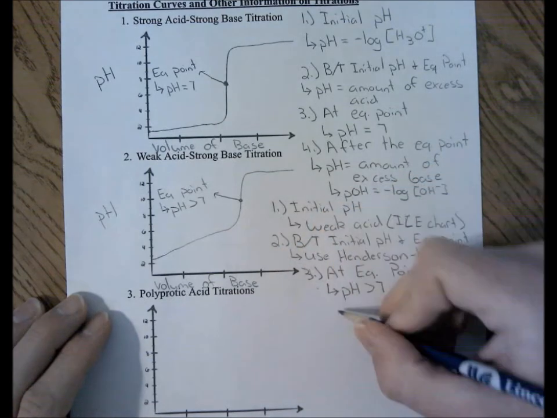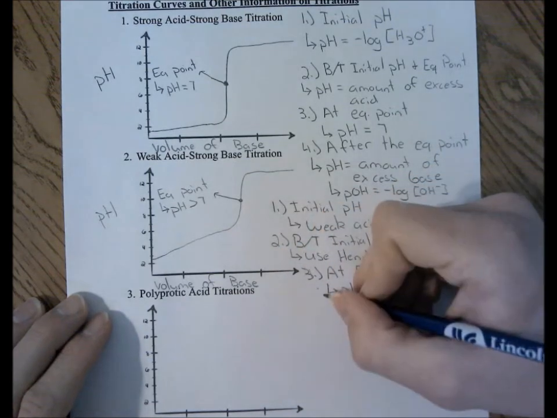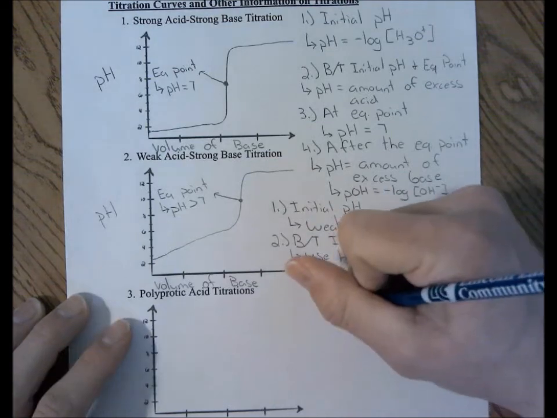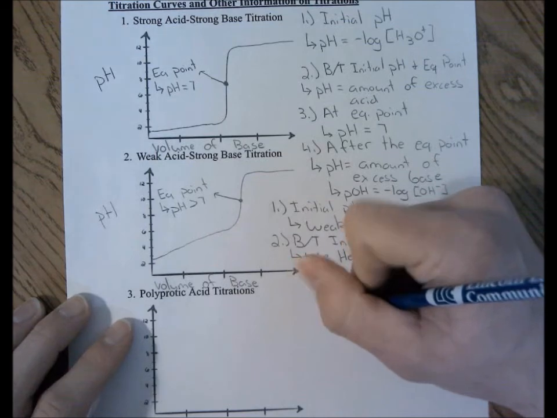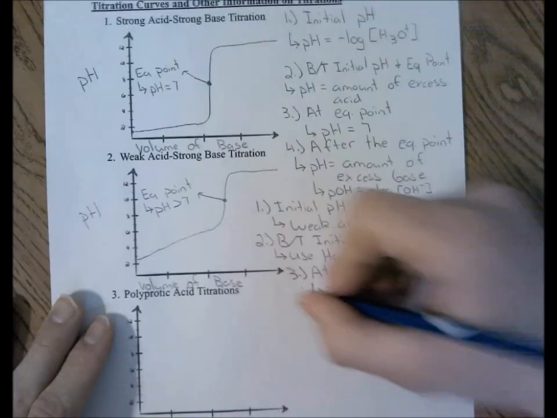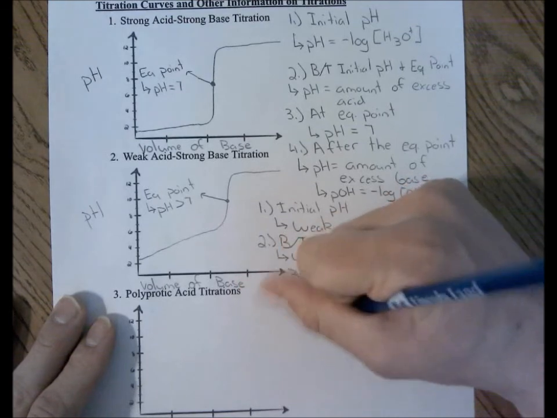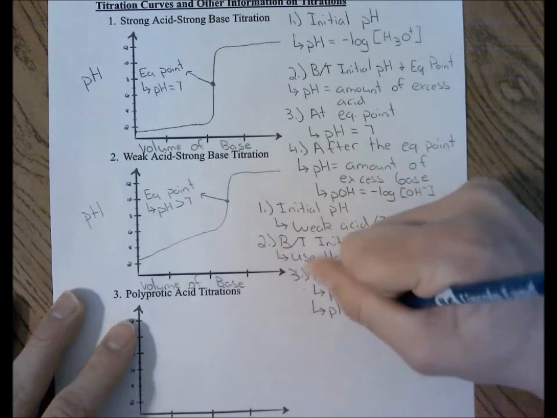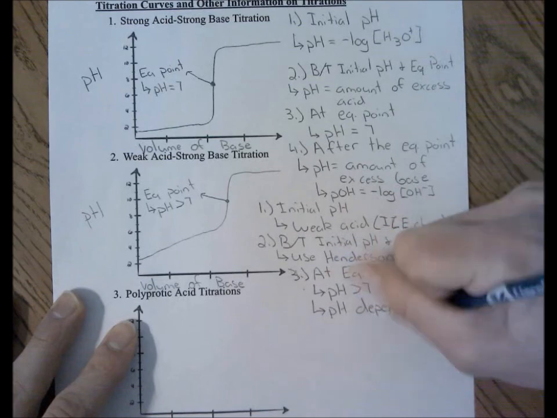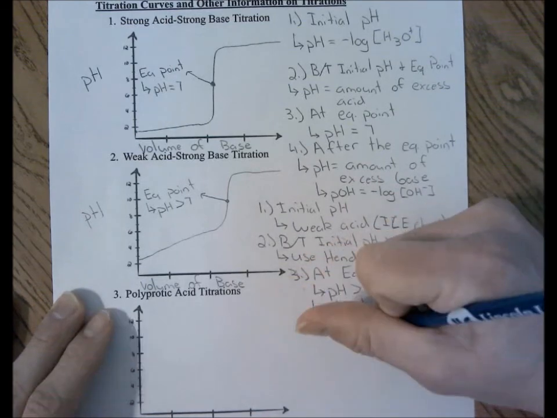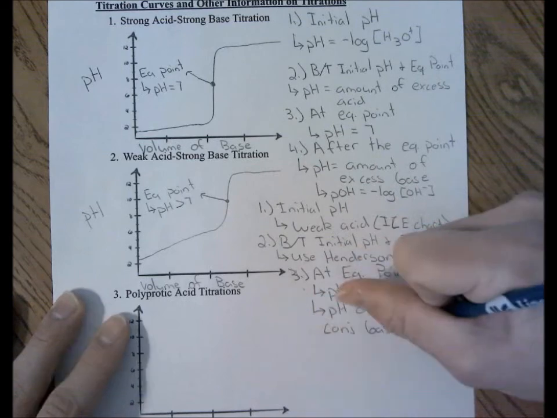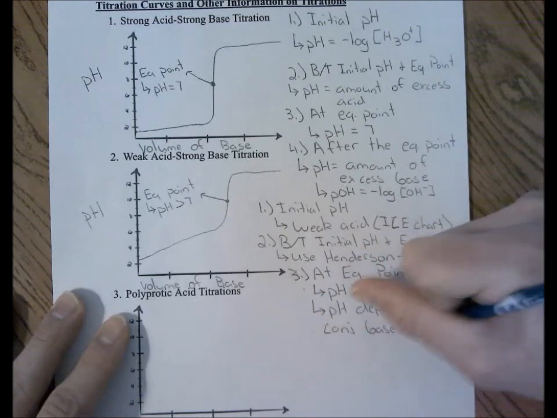Again, strong base titrating a weak acid. And so the pH is going to depend on the conjugate base concentrations. So pH depends on conjugate base concentration. I'm going to put conjugate base concentration there.